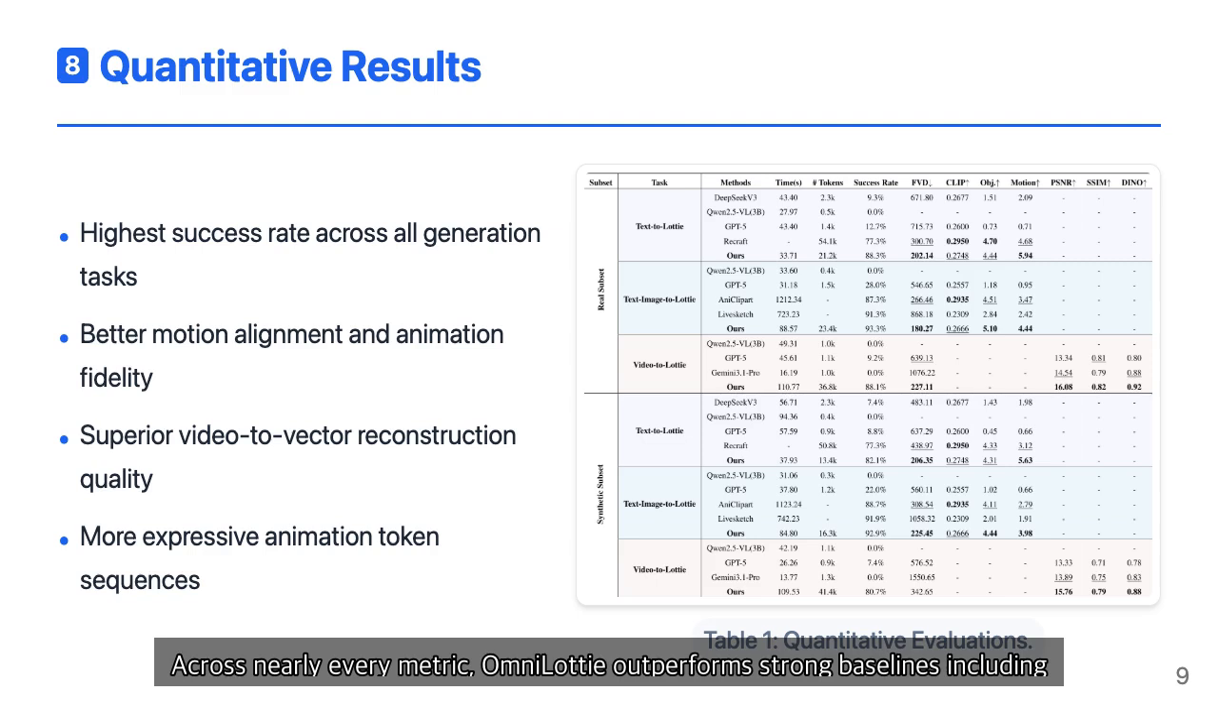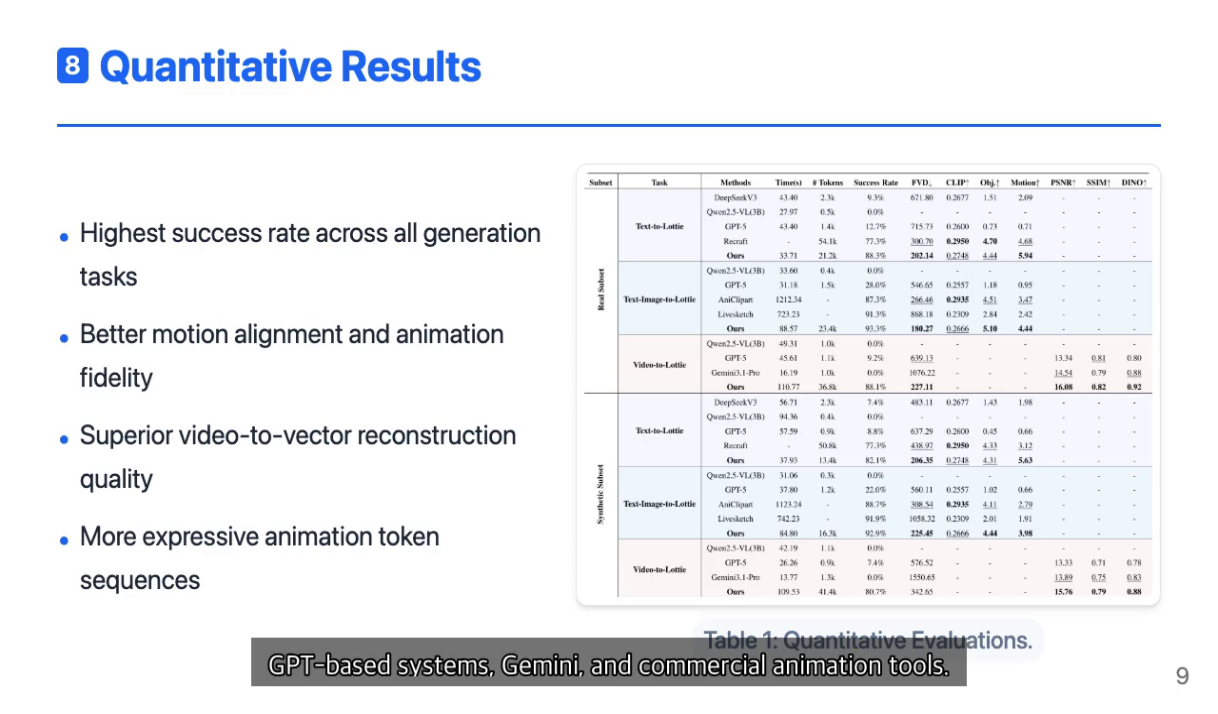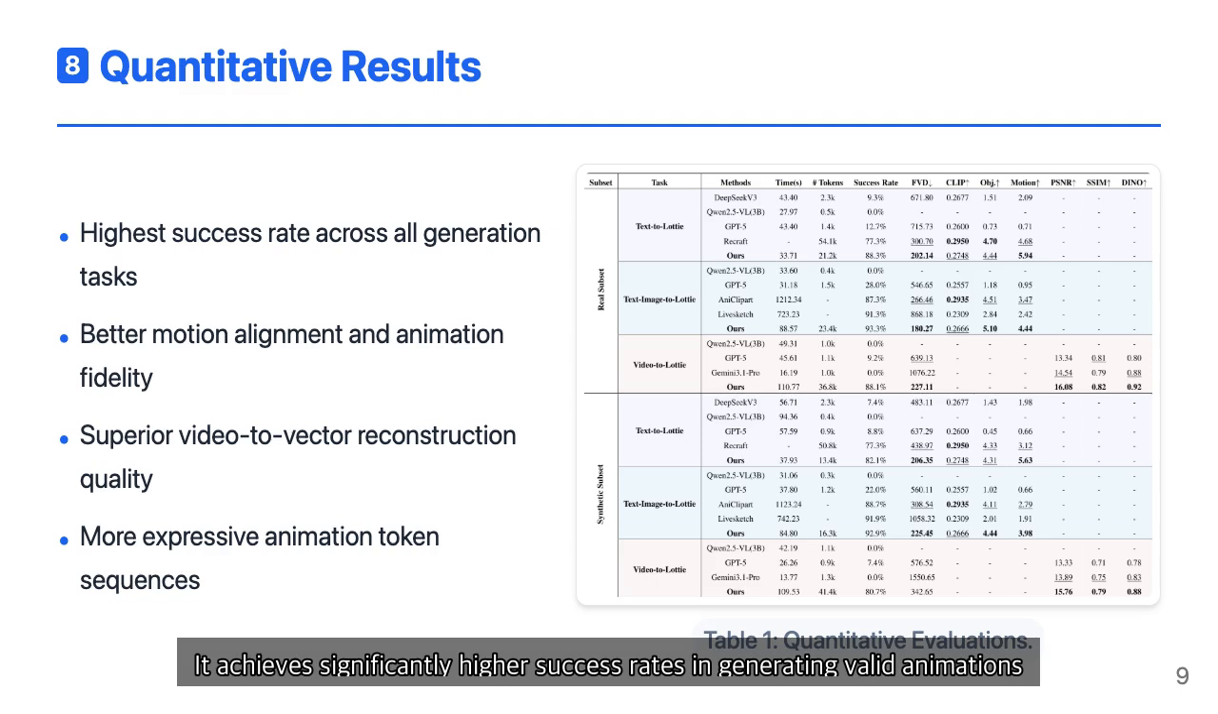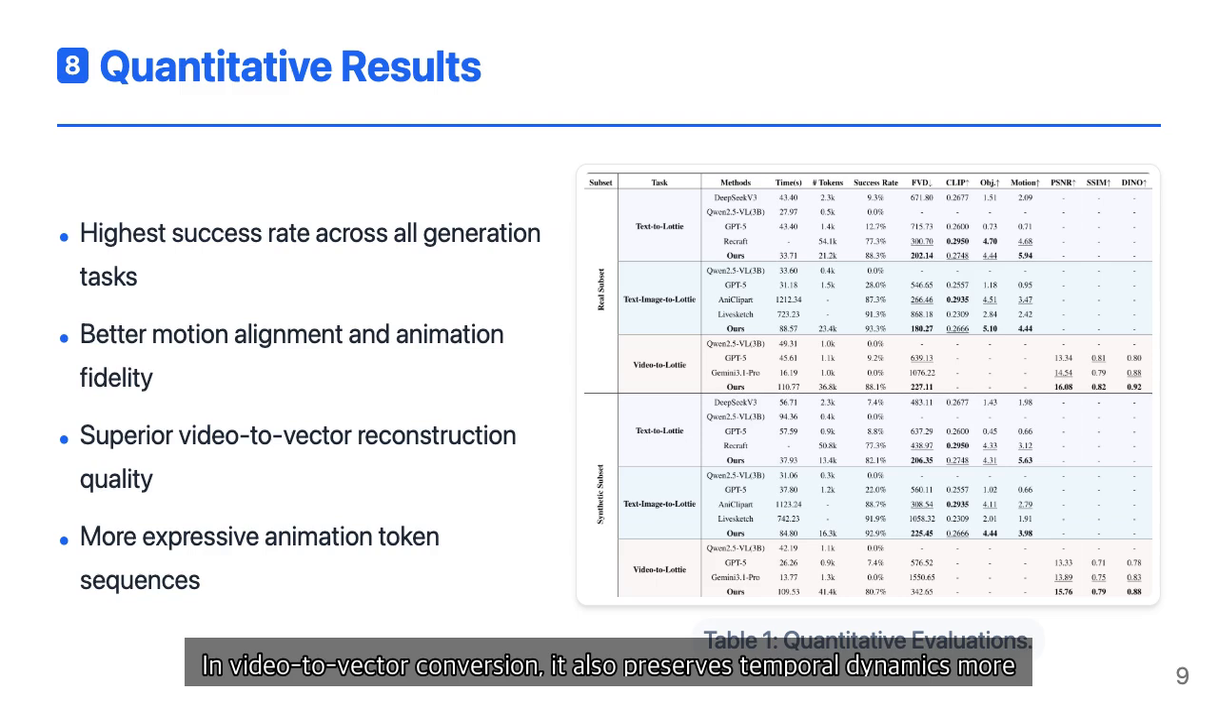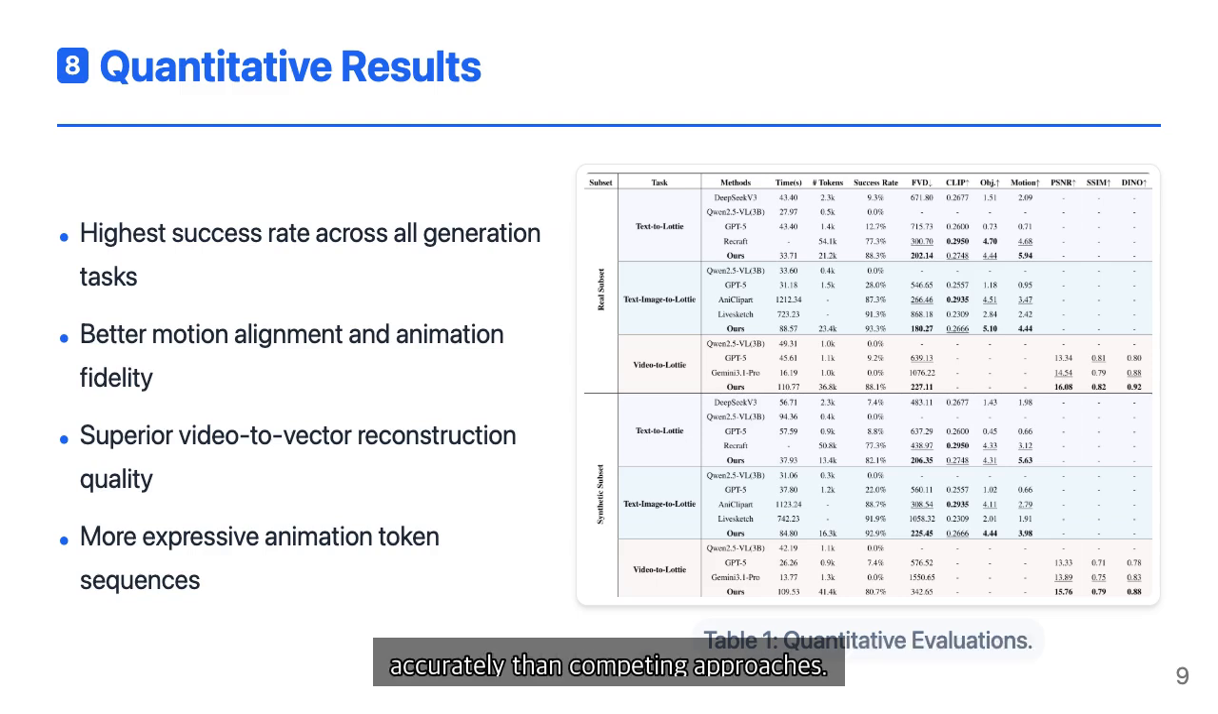Across nearly every metric, OmniLottie outperforms strong baselines including GPT-based systems, Gemini, and commercial animation tools. It achieves significantly higher success rates in generating valid animations and produces motions that better match user instructions. In video-to-vector conversion, it also preserves temporal dynamics more accurately than competing approaches.